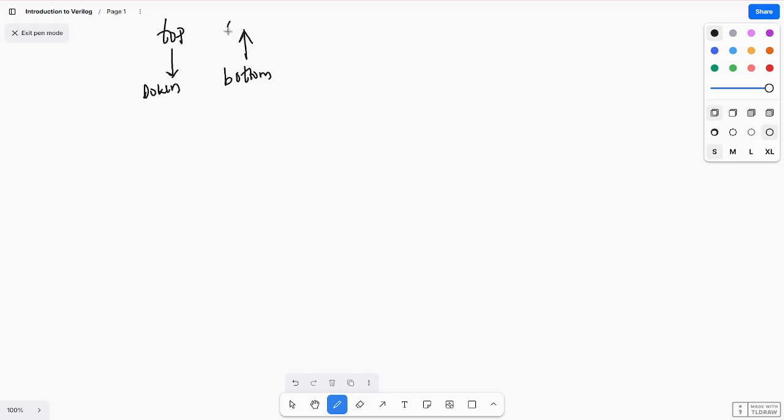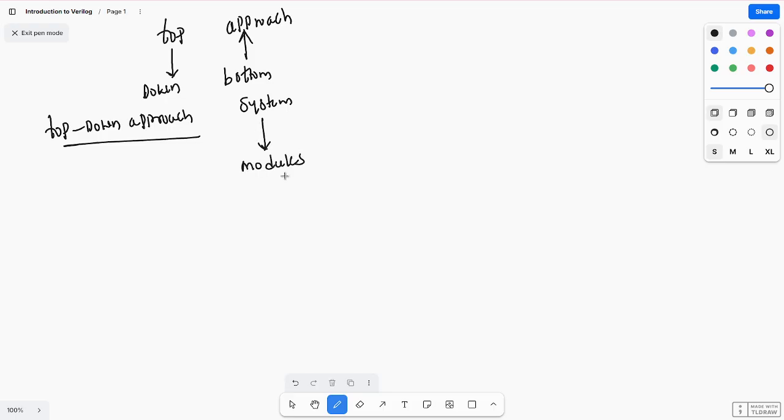If you see the top down approach, first you have the system. Next, the system is divided into modules. Modules are divided into gates. Gates are divided into transistors. Did you understand the top down approach?